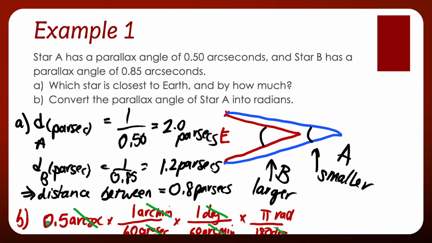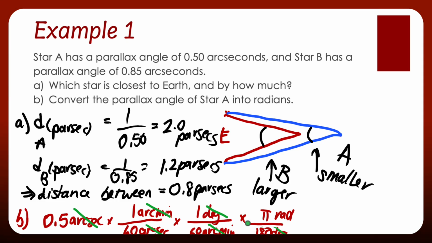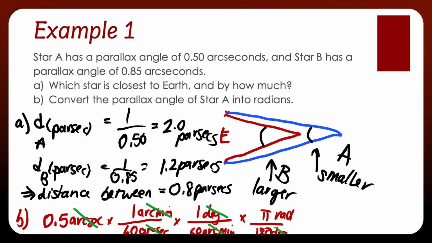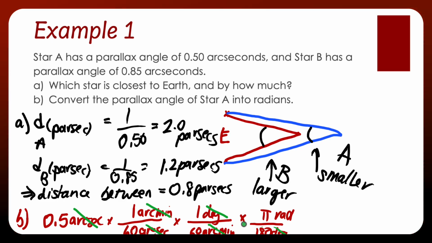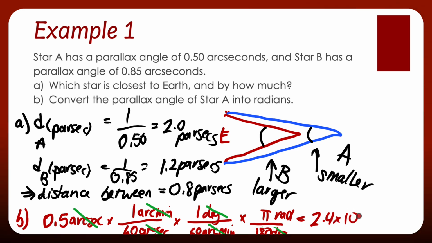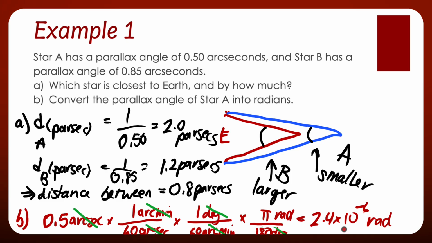So I'm going to pick up my handy dandy calculator. I have 0.5 times 1 times 1 times pi divided by 60, and I'm putting this in brackets, times 60 times 180, and that's going to give me 2.4 times 10 to the power minus 6 radians. So definitely small enough for us to be using small angle approximation.